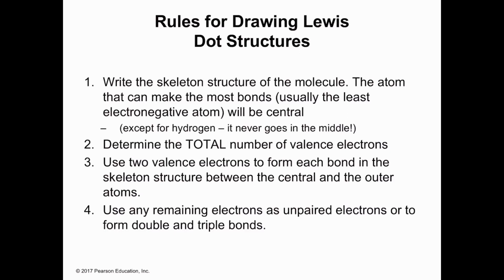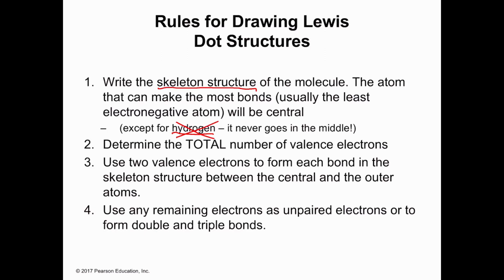The first thing you're going to do is make a skeleton structure of the molecule. The atom that can make the most bonds, and this is usually the least electronegative atom, not always, but usually, will go in the middle, and then we're going to put all the other elements around it. Your rule here is you cannot put hydrogen in the middle. Never, never, never put hydrogen in the middle. It can only make one bond. It would be a very bad central atom. Okay? So you're going to make your skeleton structure first, put the one that makes the most bonds in the middle, and then put the other atoms around it.